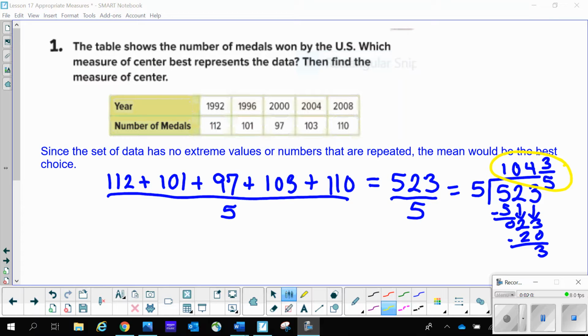All right, so check your answer. You should have come up with that the mean number of medals won is 104 3/5 medals. If you made a mistake, pause the video, find where you went wrong. If you do not understand, please see us during our office hours. All right, let's take a look at the next problem.